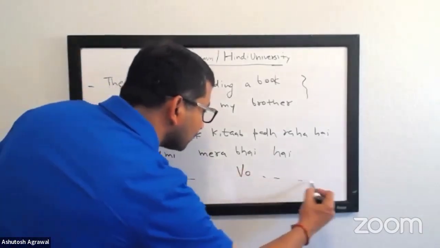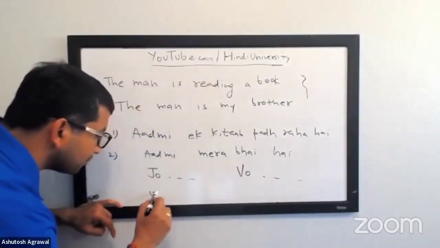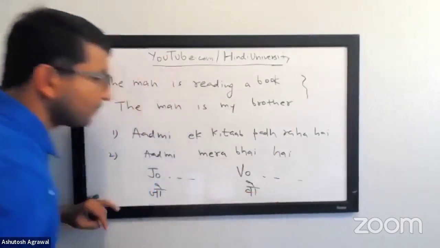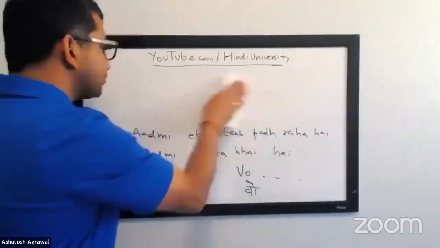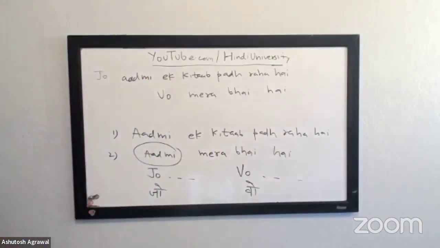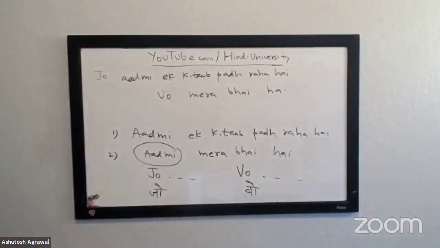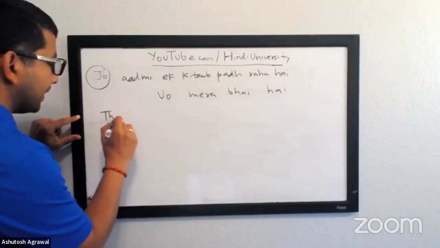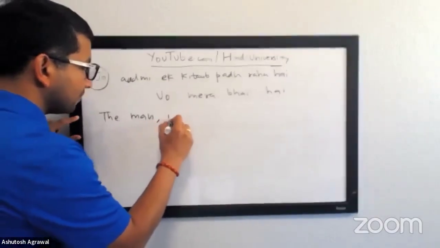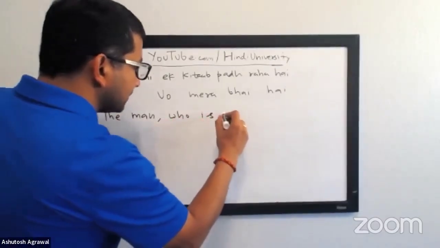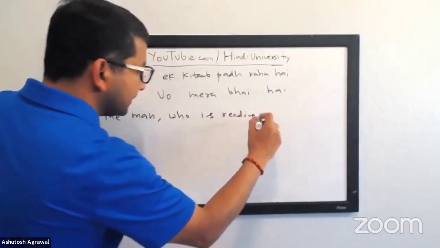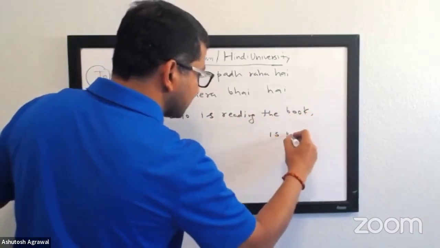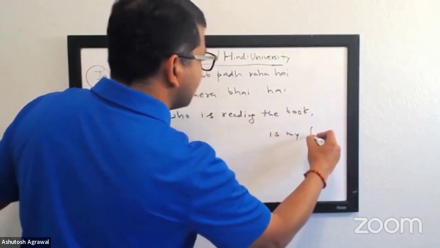वो. Okay, and you have a जो, and then we'll just write it as वो. And we'll join these two sentences together. जो आदमी एक किताब पढ़ रहा है वो मेरा भाई है. I'll tell you, the man, okay, I'll talk about that. So the man who is reading the book is my brother.